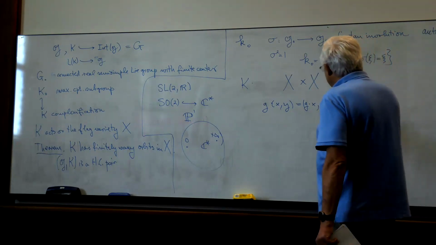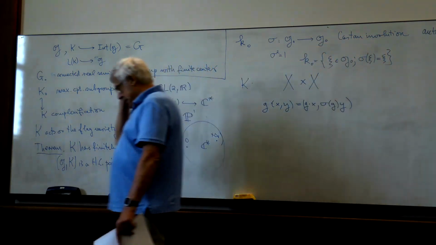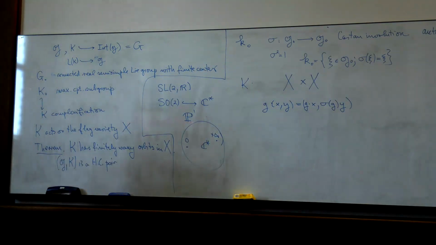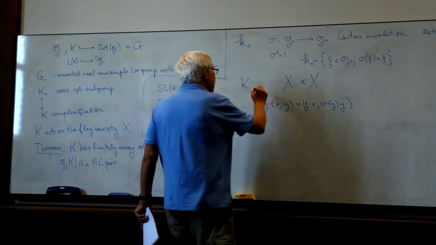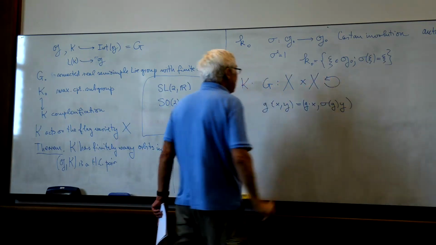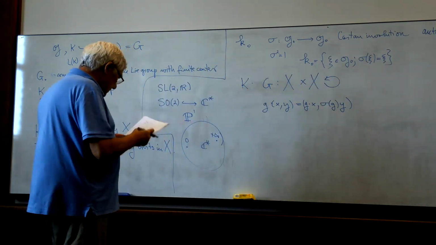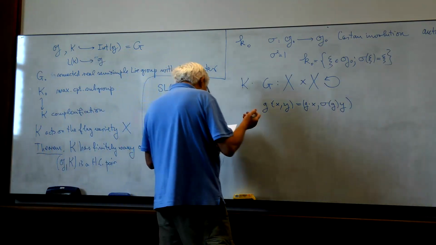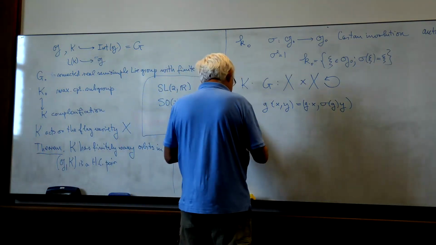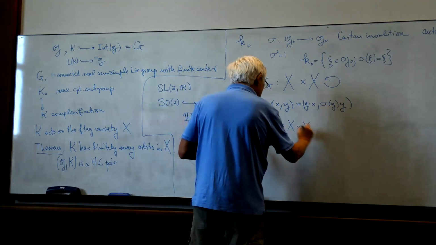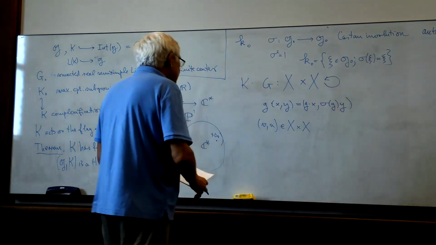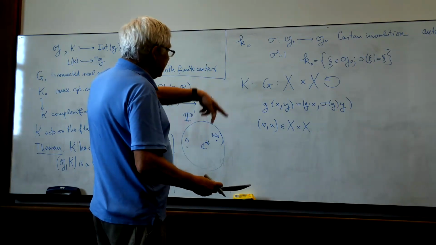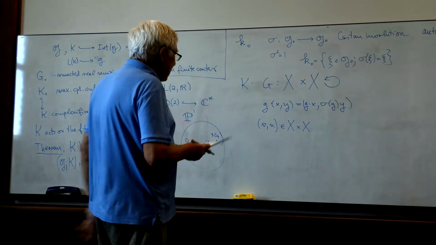And let me count the orbits of G under this action. So if I fix a point, say u, then of course I can move by the G action the second coordinate wherever I want.